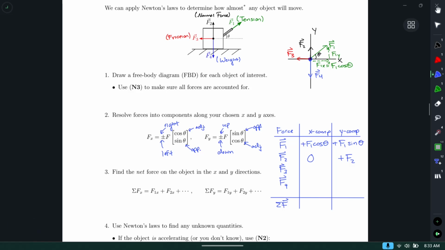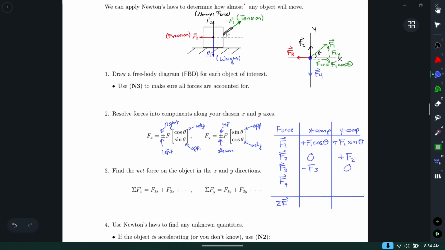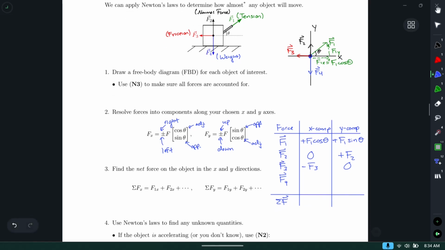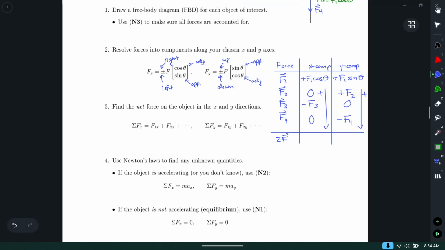All right, what about F3? Negative F3 and 0 for y. Yep. Alright, and finally F4. Zero for x and negative F4 for y. Yep, perfect. And now we just need to use all that to find the net force in the x direction and in the y direction. And to do that, we just add. So we did the hard part, and that makes finding net force easy.